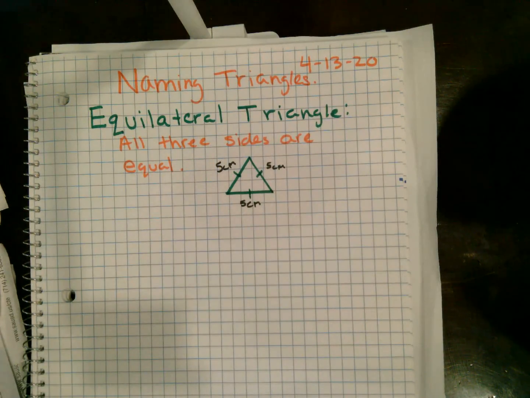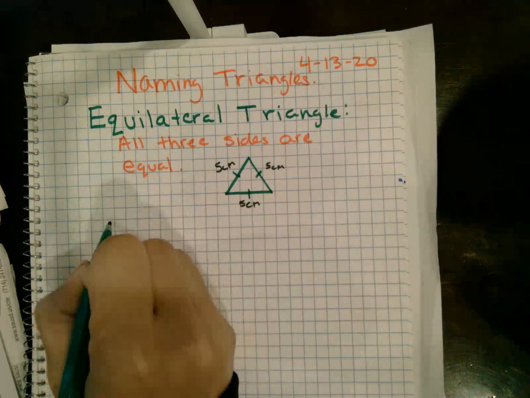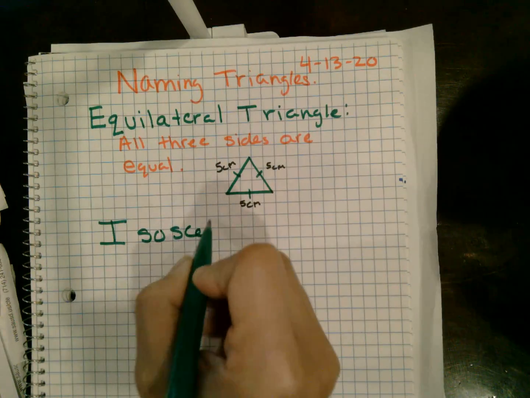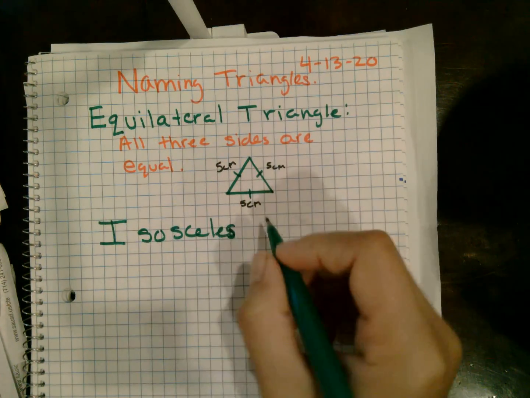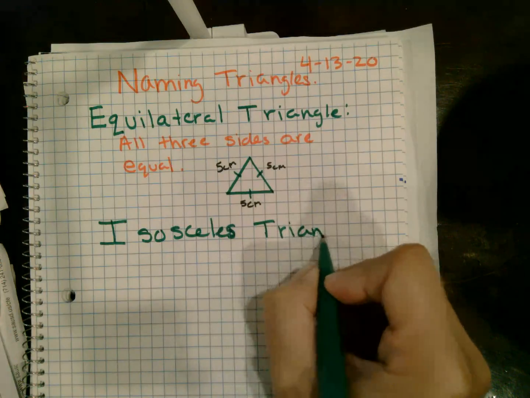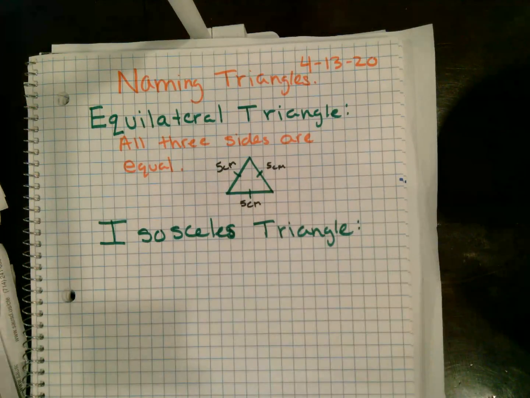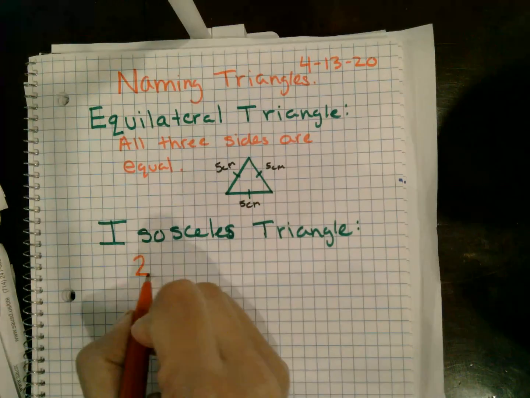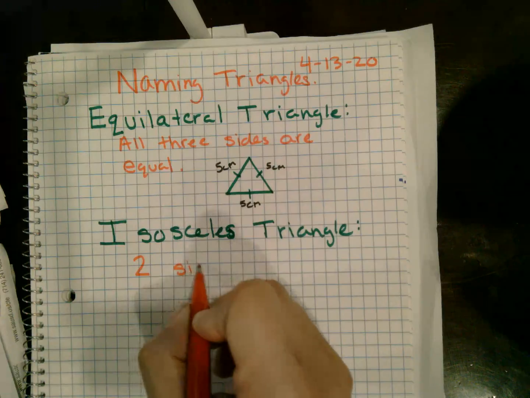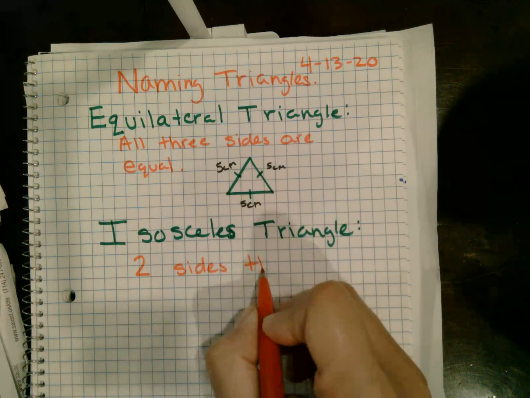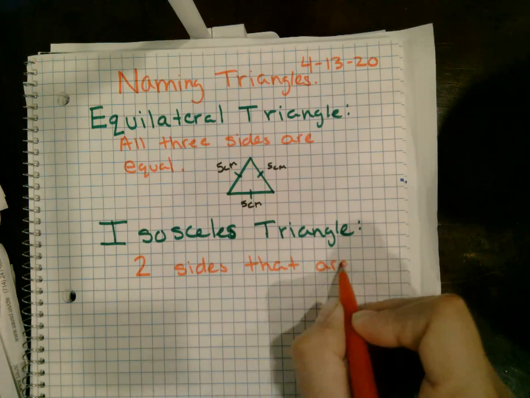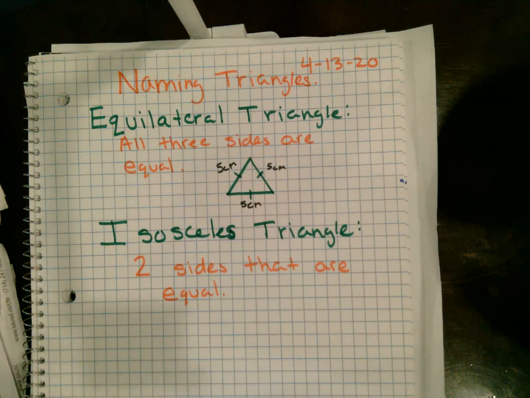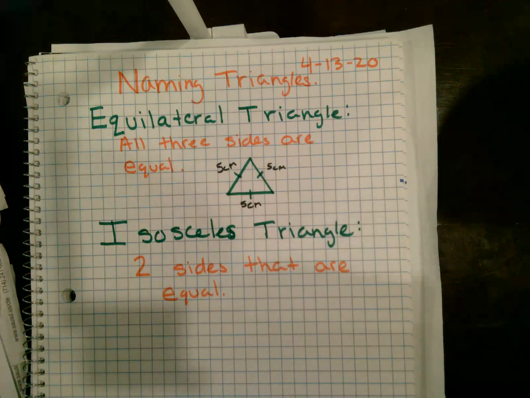All right, the next one is called an isosceles triangle. Isosceles. Okay, an isosceles triangle has two sides that are equal. Two sides that are equal, and the third side is different.